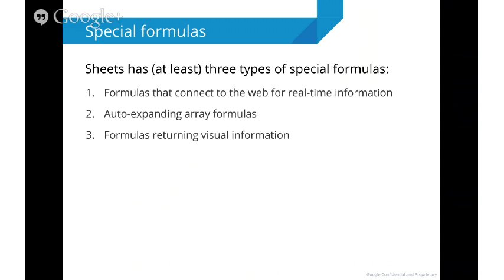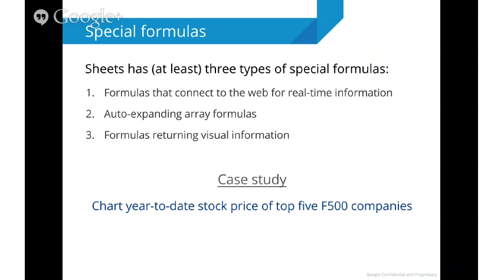And then finally, formulas that return visual information. So we'll go through some charts within cells, and there's also a way to import images, which we'll talk about as well. And to demo all of these together, we're going to use a case study of trying to chart the year-to-date stock price of the top 5 Fortune 500 companies. And I just grabbed this data a couple days ago, so it's pretty fresh.